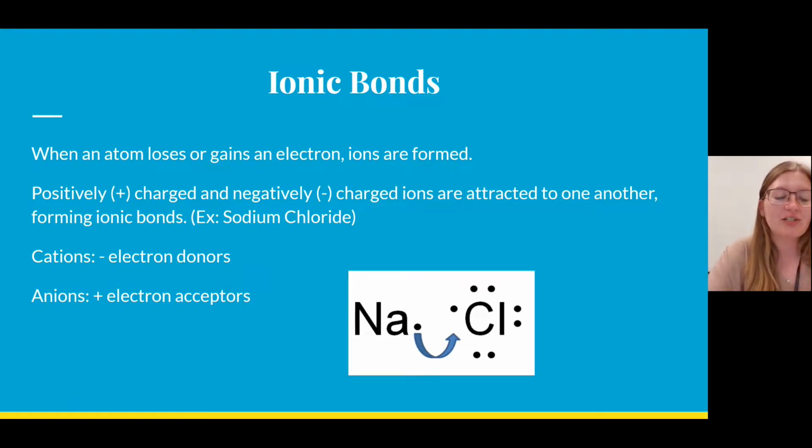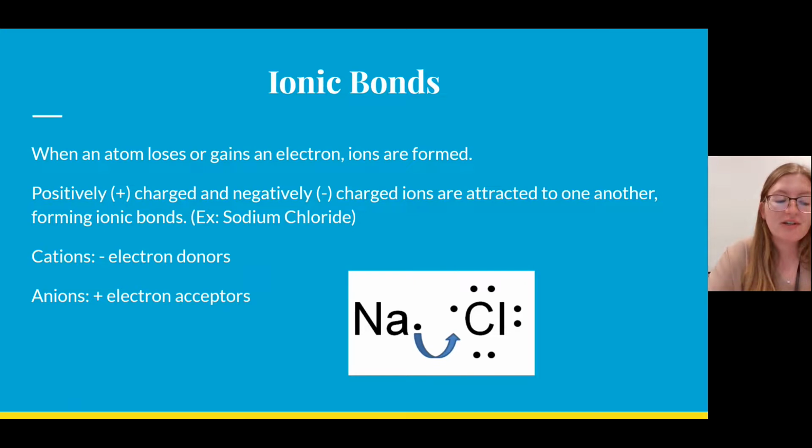Positively and negatively charged ions are attracted to one another. When this force of attraction holds ions having opposite charges together, an ionic bond results. Cations are positively charged ions that have given up one or more electrons, and these are what we call electron donors. Anions are negatively charged ions that have picked up one or more electrons, and we call these electron acceptors.